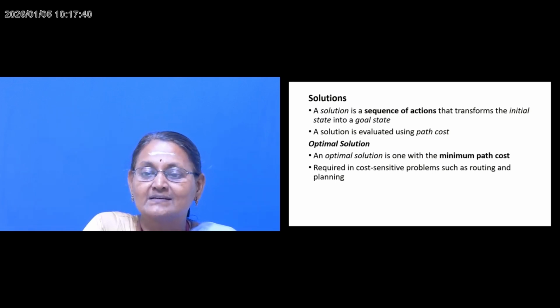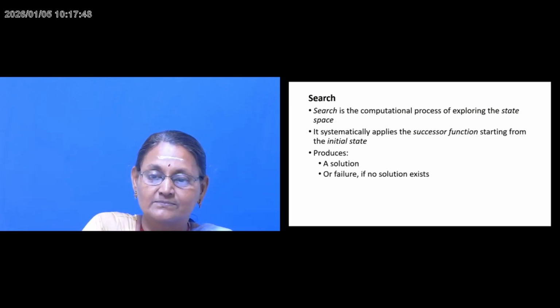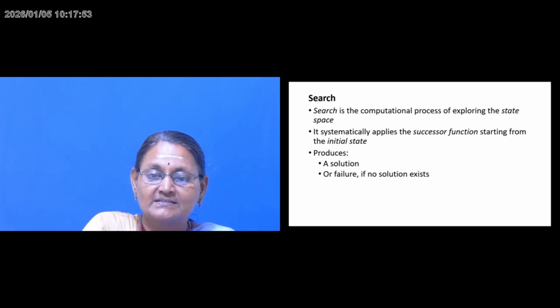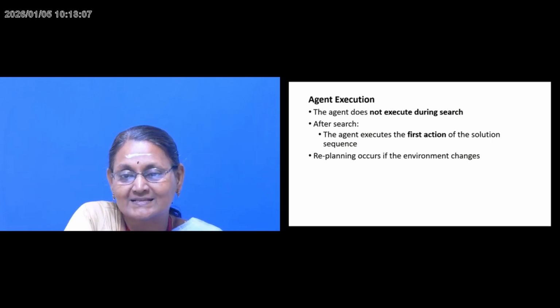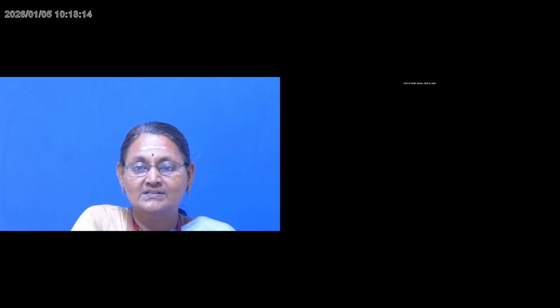A solution is a sequence of actions that transforms the initial state into the goal state. A solution is evaluated using path cost. Search is the computational process of exploring the state space. It systematically applies the successor function starting from the initial state, and produces a solution or a failure if no solution exists. The agent does not execute during the search time. After the search process, the agent executes the first action of the solution sequence.